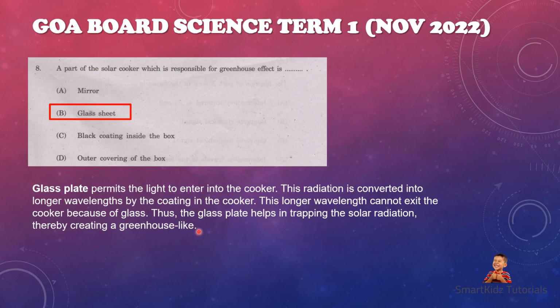heat. Okay, light is a form of energy and heat is also a form of energy. So when light enters, heat also enters. So when it is not allowed to escape, the heat builds up, allowing the solar cooker to function. That means to cook. Its main purpose is to cook the food which is kept inside. So the glass plate helps in trapping this solar radiation, thereby creating a greenhouse effect where the heat increases.